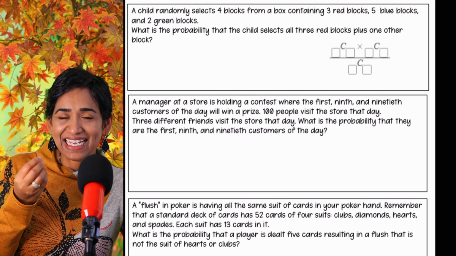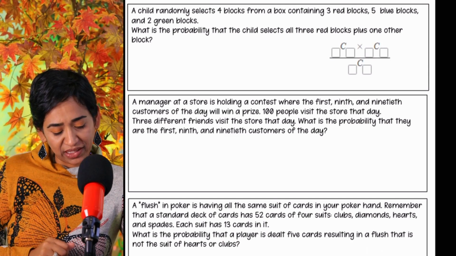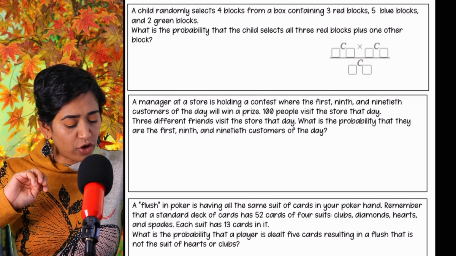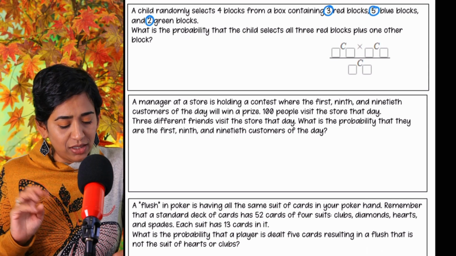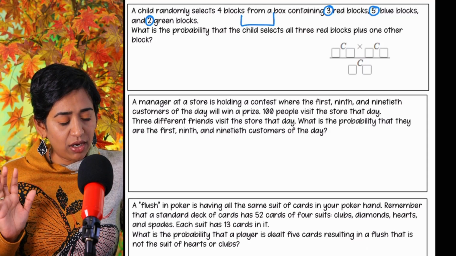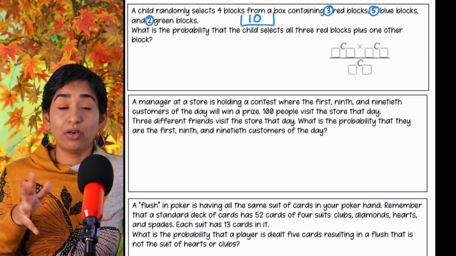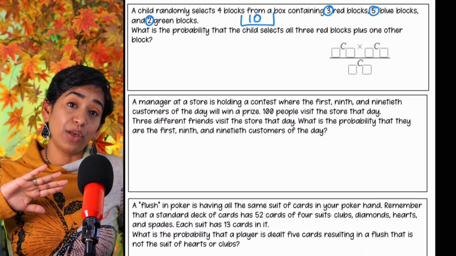Again, take a look at your options. If you see a C, it's a combination. So that's telling you the order does not matter. Okay, so the child has to pick 4 from what? From 3 red, 5 blue, and 2 green. So there's a whole big bin here, and the child has 10 blocks altogether, and the child has to pick 4 from the 10. So that's going to be your denominator.